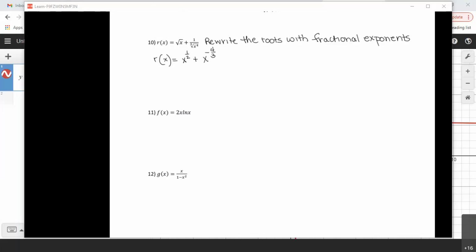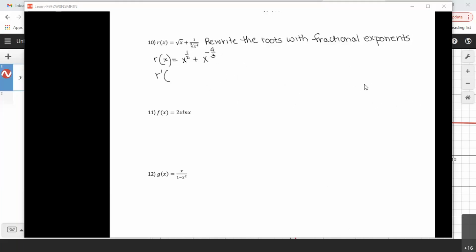Okay, you need to be able to do that. Okay, now that I've rewritten these both with fractional exponents, I'm in good shape to just use the power rule over and over again. Okay, any questions on the exponents?